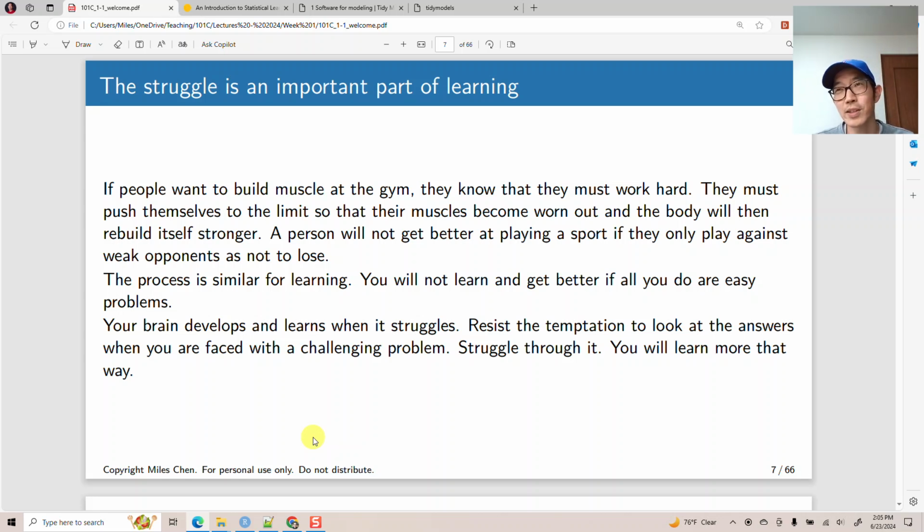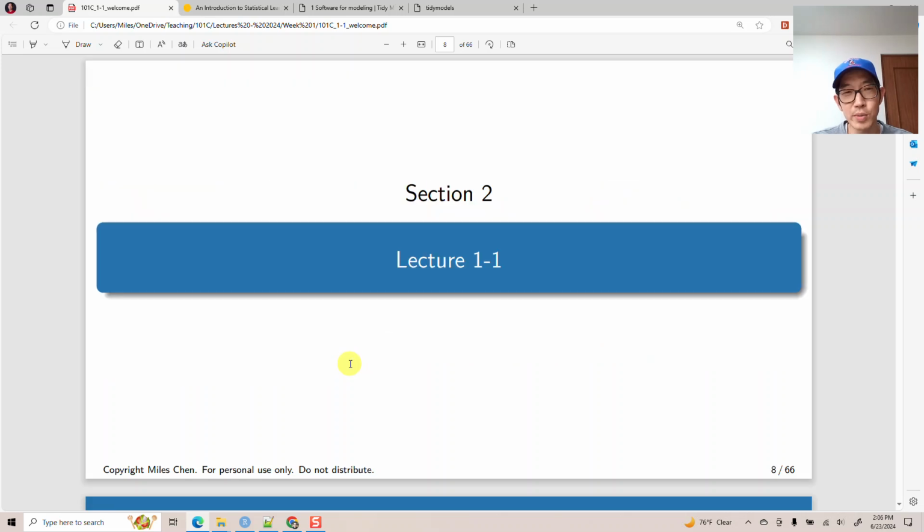And so my hope is that the homework assignments and the group projects will be a challenge to you and a good opportunity for you to try these things out and develop your skills, okay? Your brain develops and learns when it goes through that struggle. So when you do struggle, resist the temptation to look up the answers and instead, struggle through it and force your brain to learn and create new connections and pathways as you work through it.